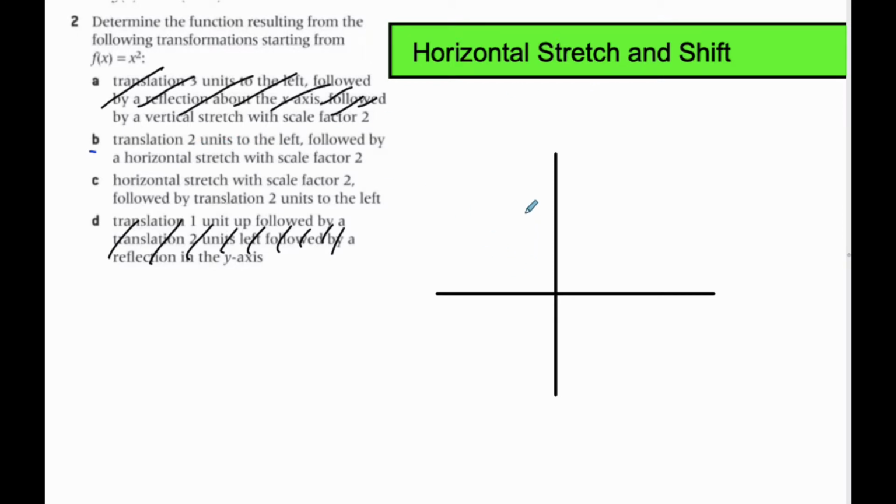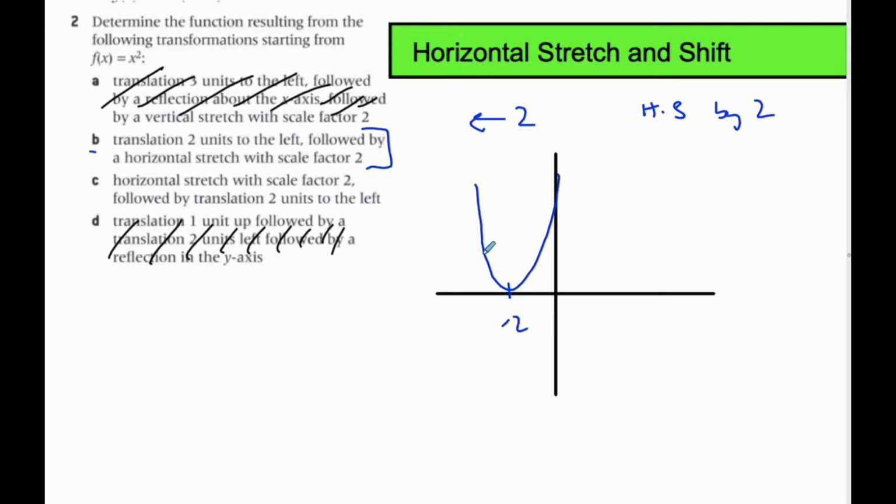But let's consider this particular one here. When I do B part, I'm going to shift it left 2 first of all. As I said, shift it left 2. And then I'm going to do a horizontal stretch by a factor of 2. So if I think about this parabola here, here's my x squared parabola. What I'm going to do is take that parabola and shift it over to negative 2. So now this is negative 2.